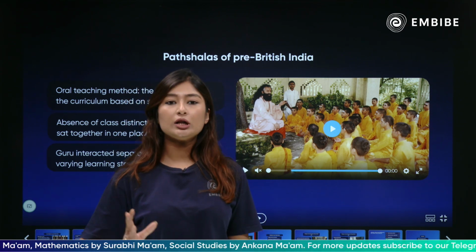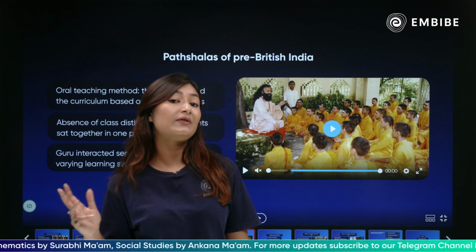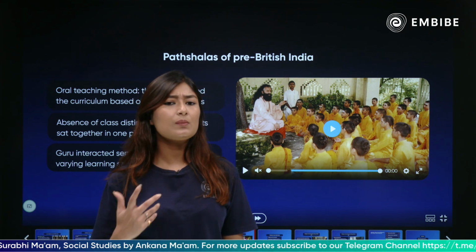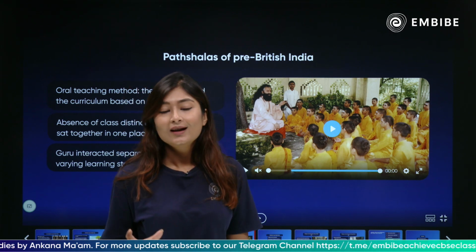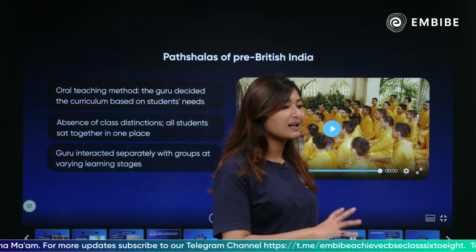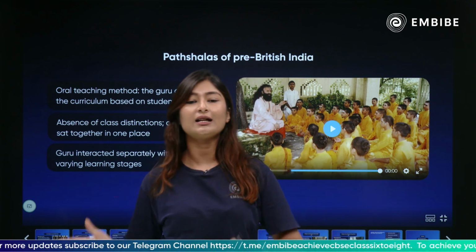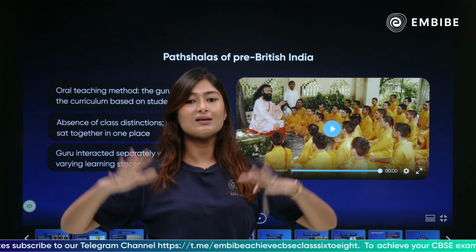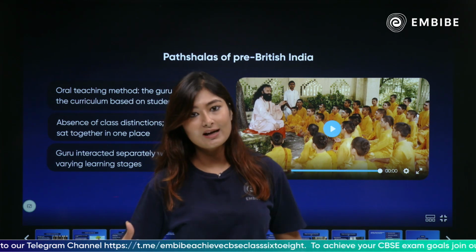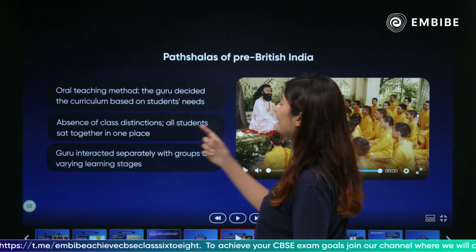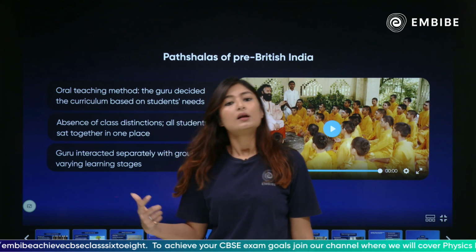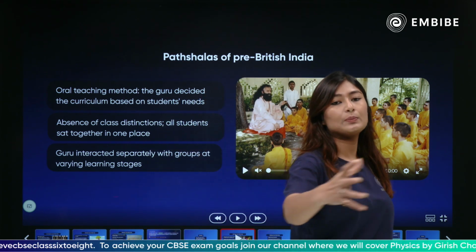It was more about learning the skills and the knowledge for survival in life, growing up, being mature and moving on to the next phase of your life after being a child. So सारे बच्चों को ऐसे अलग अलग क्लासेस में या सेग्रीगेट करके नहीं बैठाया जाता था. Everyone would come and sit together and do the learning together. And Guru interacted separately with groups at varying learning stages. So the stage people moved on.